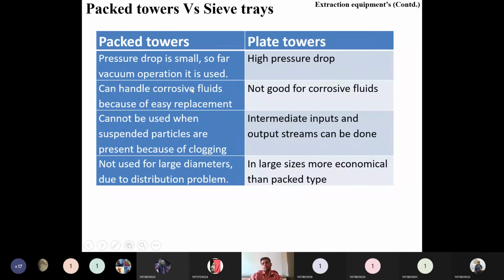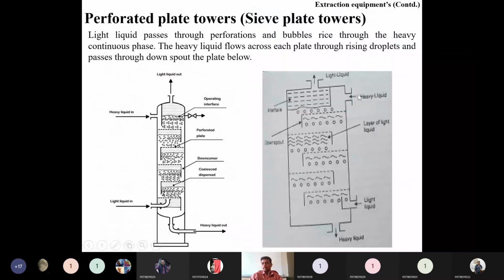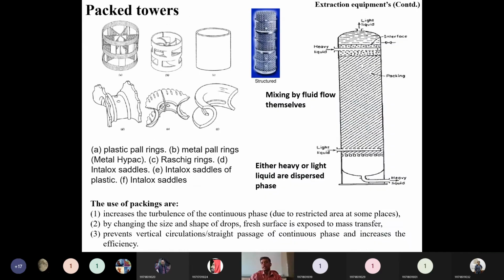Then, packed towers can handle corrosive fluids because of easy replacement. Packing we have to dump on the external side, but when you operate with corrosive liquids, this packing can be changed easily. But the perforated plates are fitted to this column. When corrosive liquids are inside, there is damage to the plates, and replacing these plates with fresh or new plates will be a costlier affair than replacing the packings. Packings can be ceramic, so we can arrange different ones.